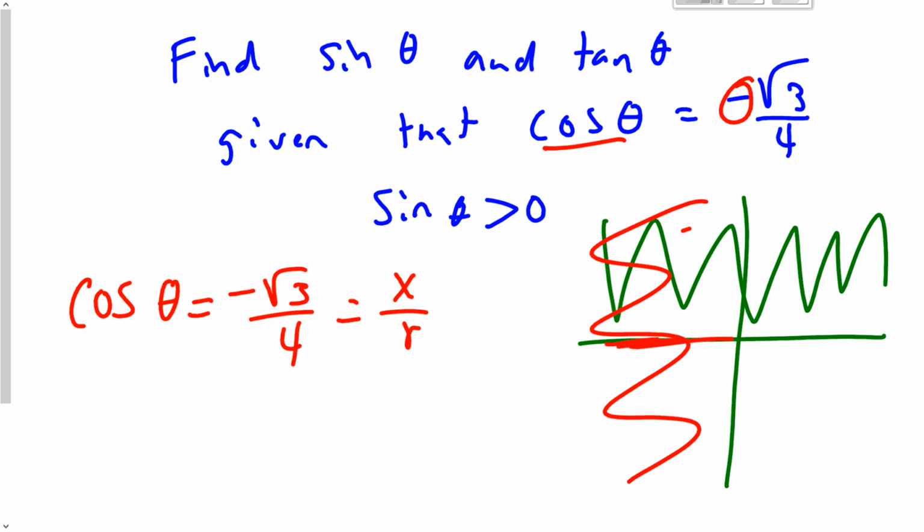Okay, so you can do this without the Pythagorean identities, right? Because I could use this x over r and let my x equal negative square root 3, my r equal 4, and then I could use the Pythagorean theorem and solve for y. What they want you to do here is use those identities, because in the next chapter, when we're going to prove identities, we're going to need to know what these Pythagorean identities and these quotient identities are in order to prove some identities, okay?